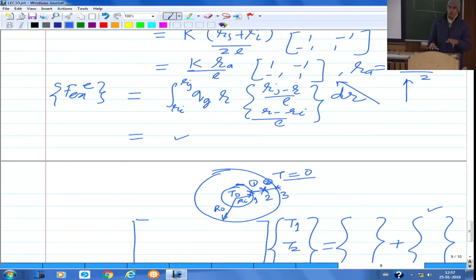So the message from here is that for similar kinds of problems you should be able to develop element level governing equations and should be able to solve such problems. Okay, that's it.